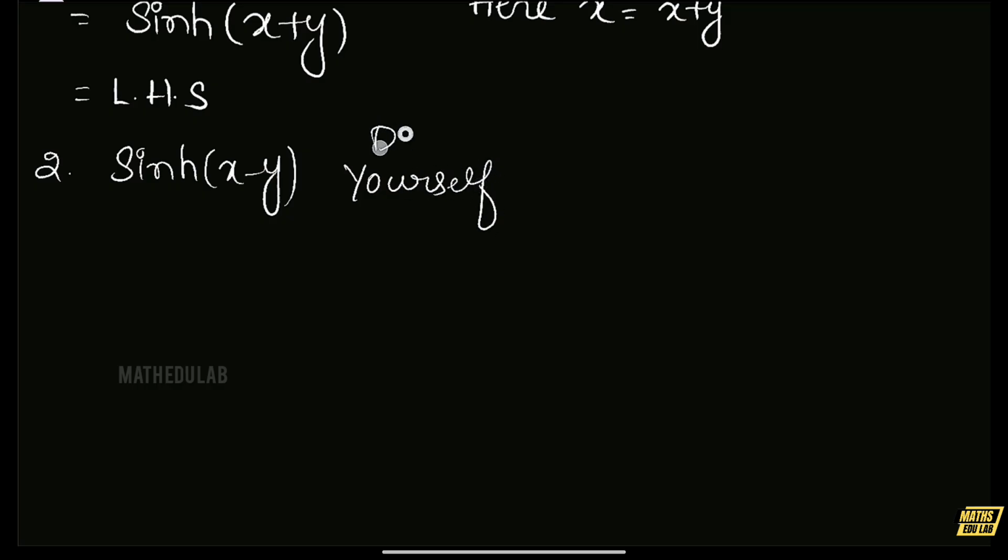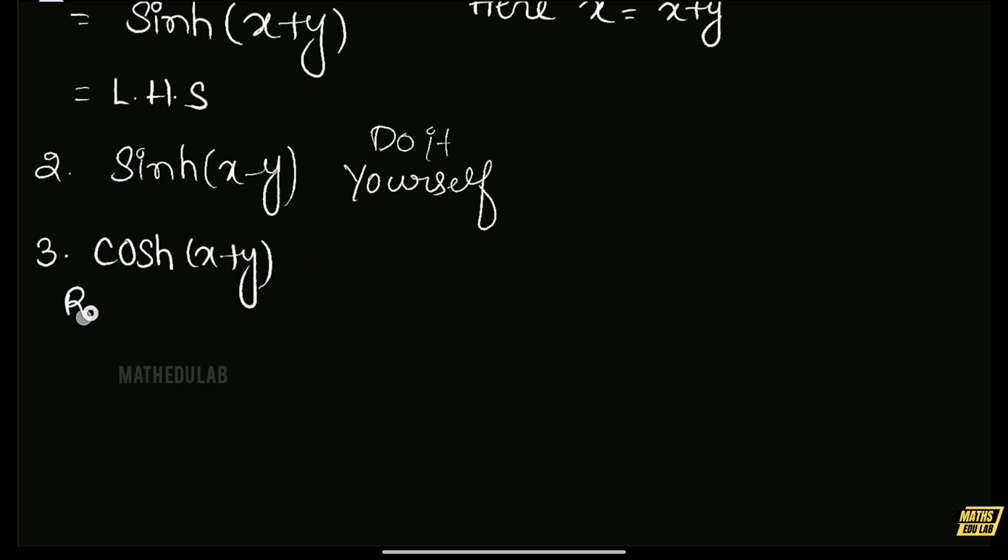So do it yourself, this question. Let's go for the third one. The third question is: given cosh(x + y), we have to prove this. We have to get cosh(x + y) from the RHS side which is given.